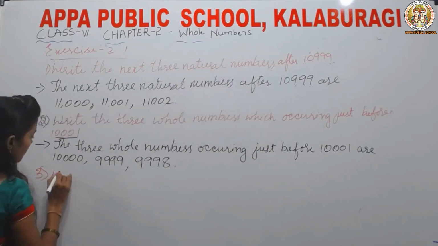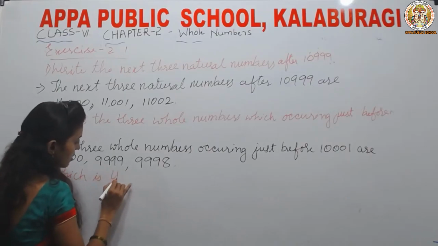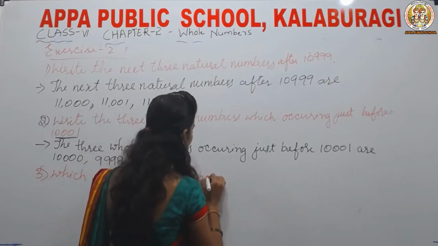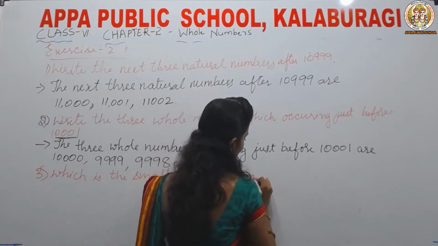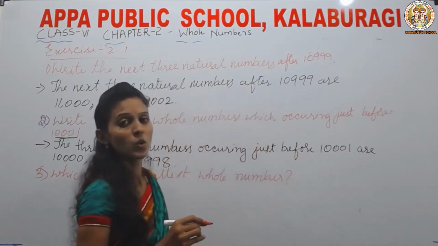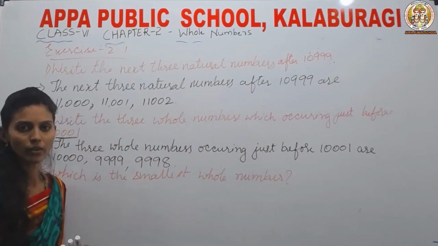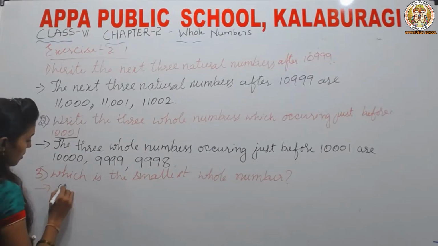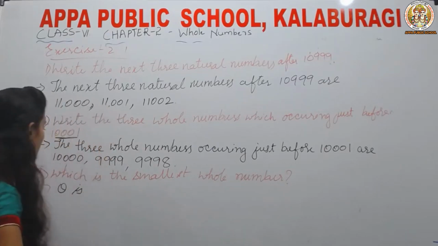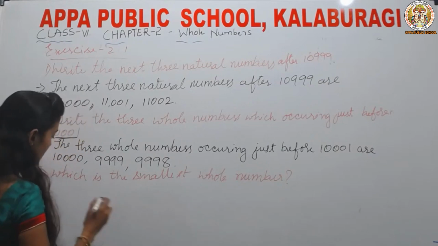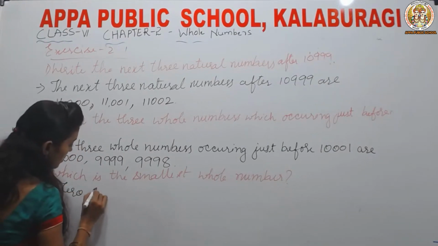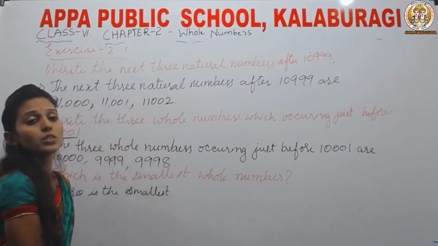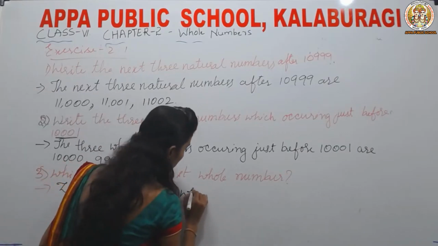So another question is, which is the smallest whole number? It's a very easy question, right? The smallest whole number is nothing but 0, right? 0 is the smallest whole number and 1 is the smallest natural number. I'll write it in words. 0 is the smallest whole number.